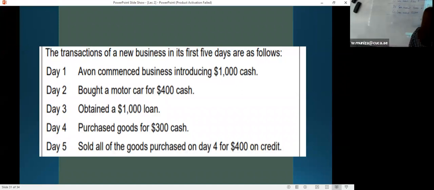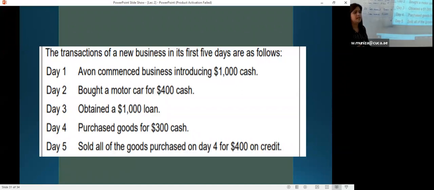Now, students, day 4. Purchased goods for $300 cash. Goods is a term used for all those items which are purchased for the purpose of resale. These are current assets. And whenever the goods are purchased, we write the name of purchases with them. Got it? When we pass a transaction, we are going to write purchases.